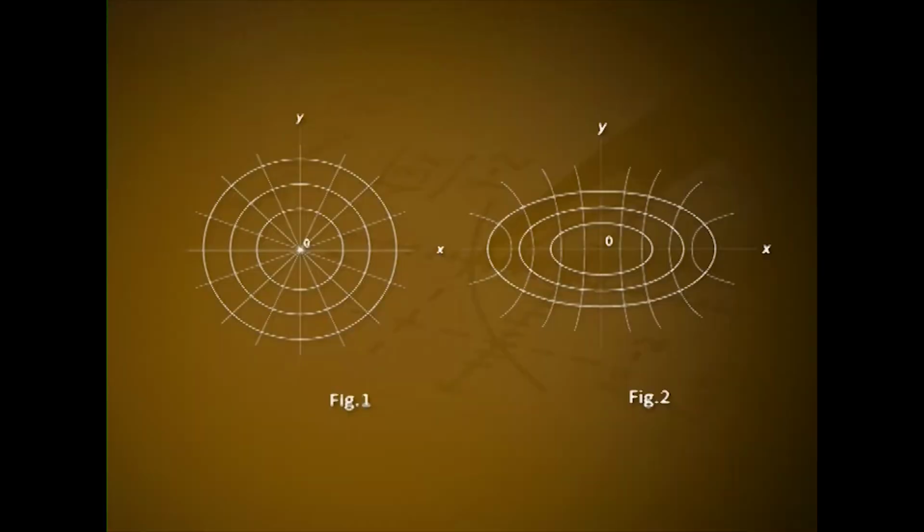Similarly, the orthogonal trajectories of the family of ellipses x²/a² + y²/(c² − a²) = 1 are confocal hyperbolas satisfying the equation x²/b² − y²/(b² − c²) = 1, as shown in figure 2. Here, a and b play the role of parameters describing the family of ellipses and hyperbolas respectively.